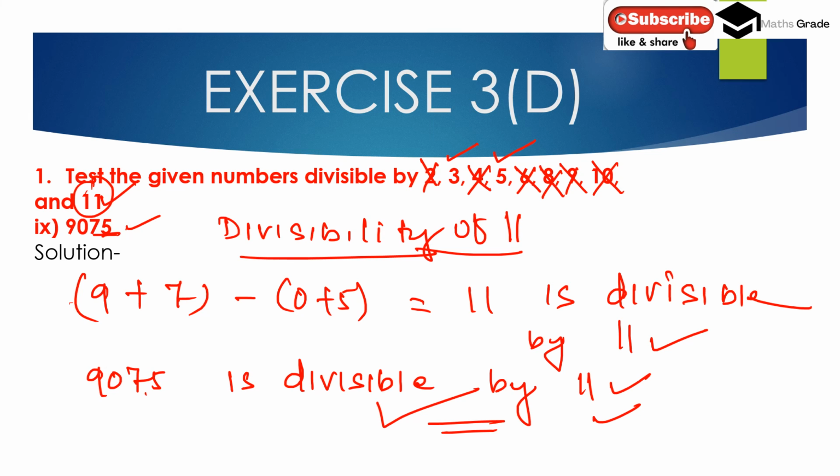Now we found that the number 9075 is divisible by 3, 5 and 11 only, but it is not divisible by 2, 4, 6, 8, 9 and 10.